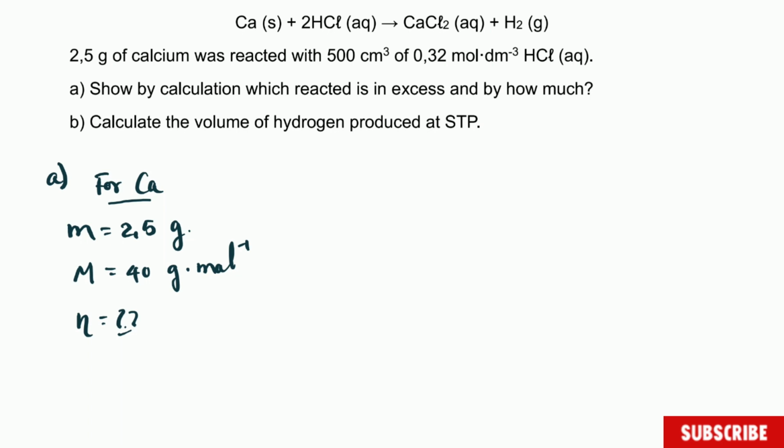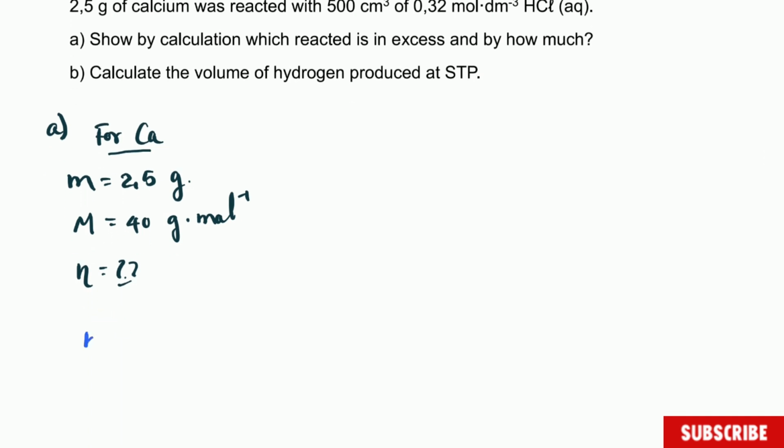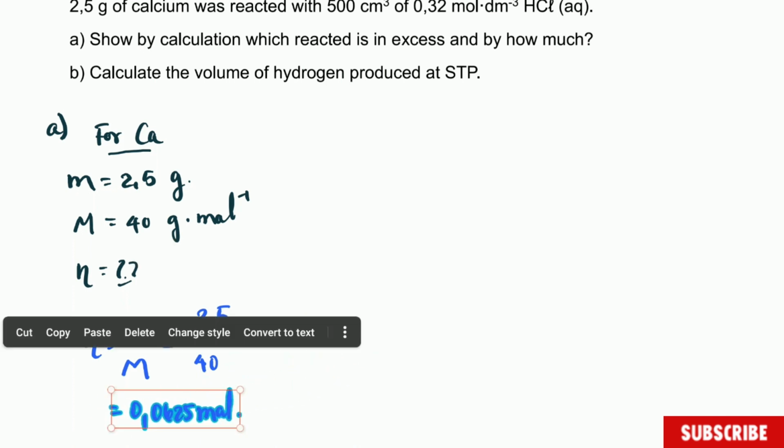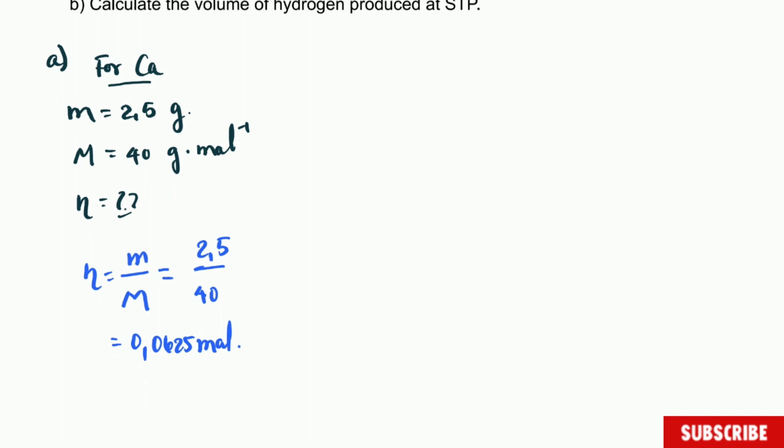Now, what formula are we going to use here? The number of moles is equal to mass divided by molar mass. When you substitute, that is 2,5 divided by 40, and this is 0,0625 mole. That is the answer. I'm going to move it down because I want to work on this side. Okay, so that is for calcium.